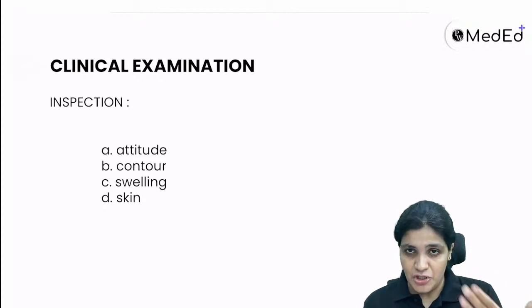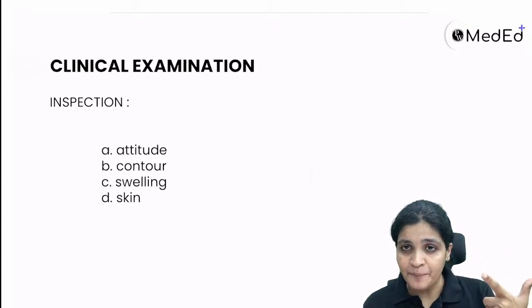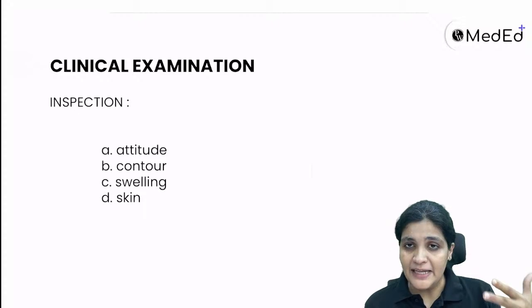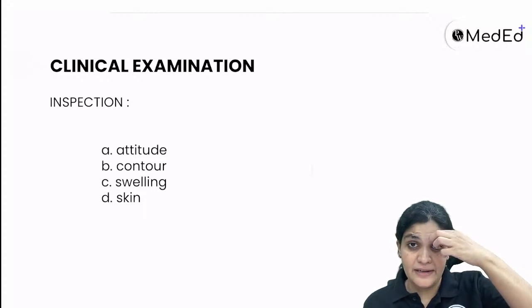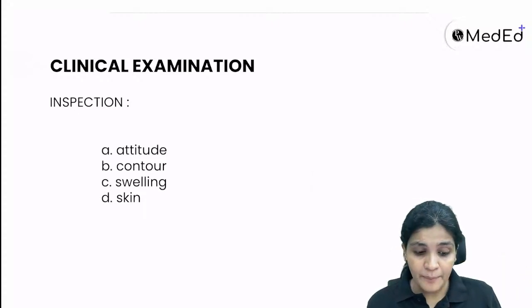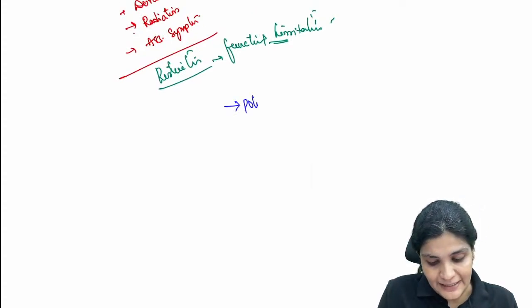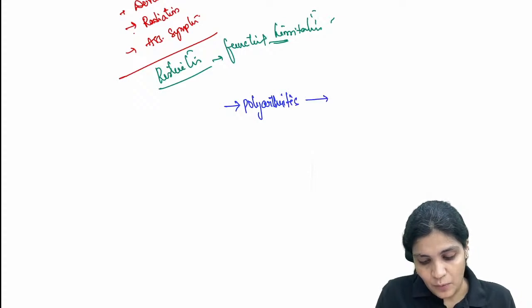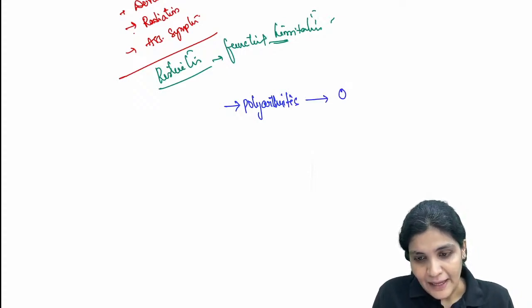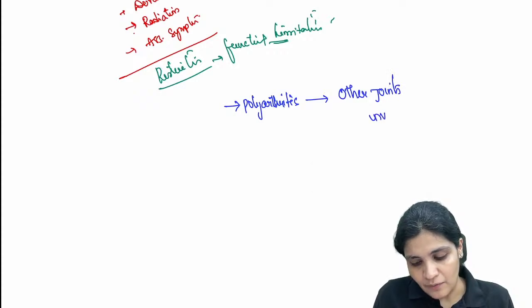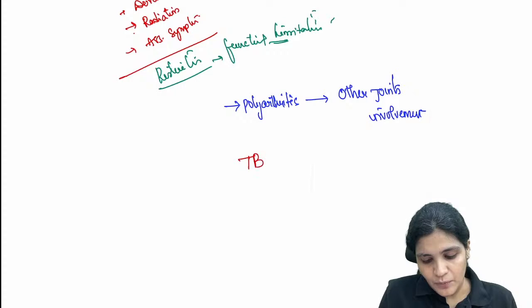And by the history, we are sure that there is some pain which is related, and there is some restriction of movement, and there are some functional limitations, right? And you have to actually make sure that this is not a case of polyarthritis, because it is again another criteria. So you have to always inquire about the other joints, right? Other joints involvement, and make sure that it is not dealing with TB.